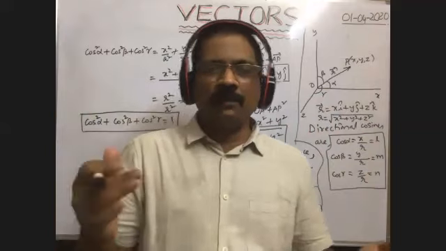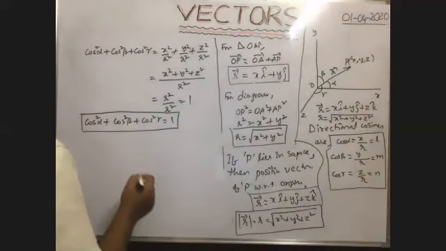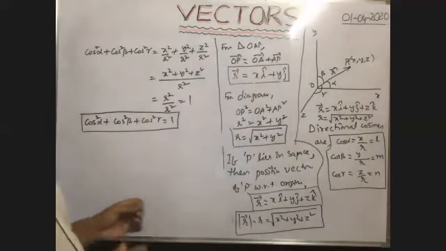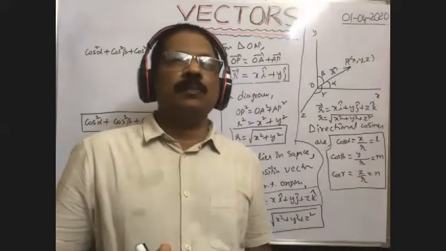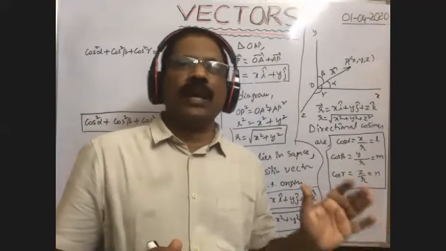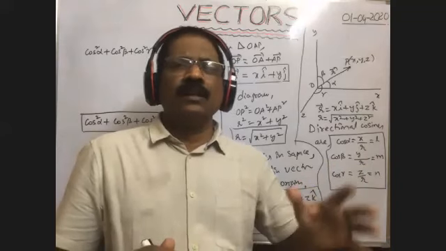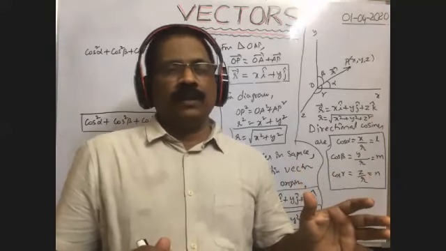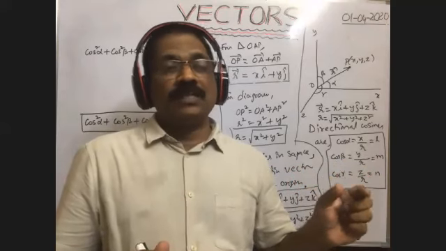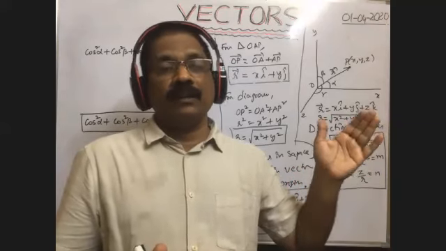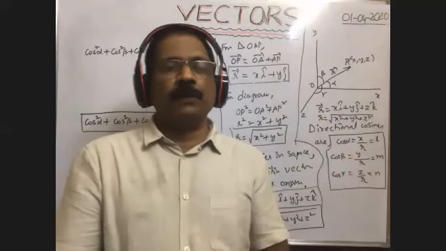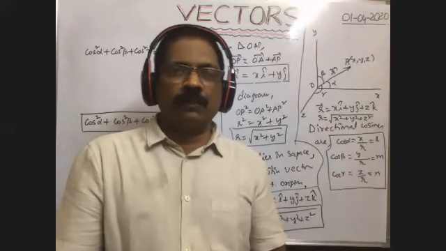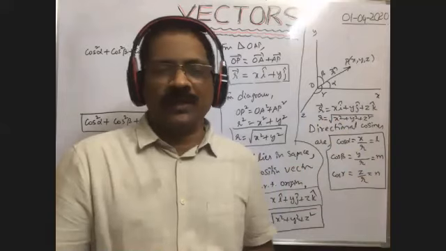So the answer is 1. Okay. Next, if alpha, beta, gamma are the angles made by the given vector with the x-axis, y-axis, and z-axis, then what about the sum of the squares of sine of angles made by the given vector with the x, y, z axis? That means sine square alpha plus sine square beta plus sine square gamma. That is equal to how much? They may ask. Okay, very good.